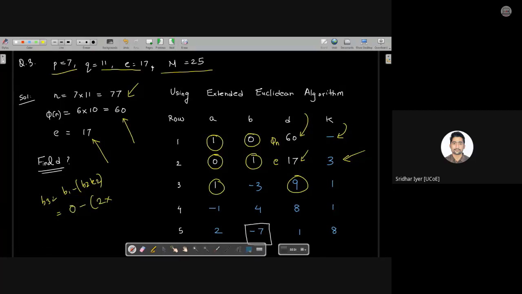2 into 1 into 3. Making mistakes. What will this be? This will be minus 3. Is it clear now? Fine. So with the similar logic, we get this as minus 3.